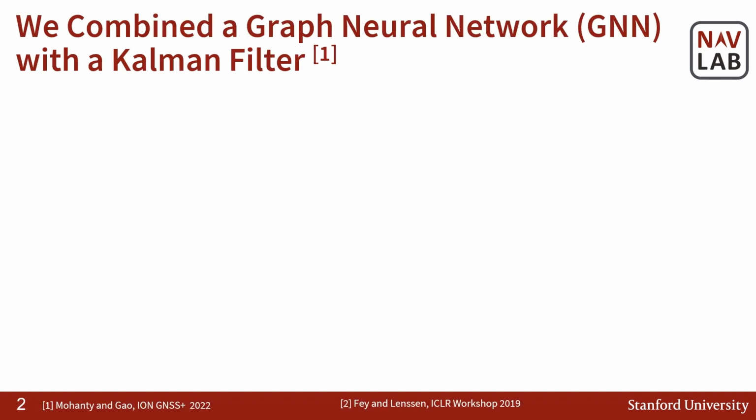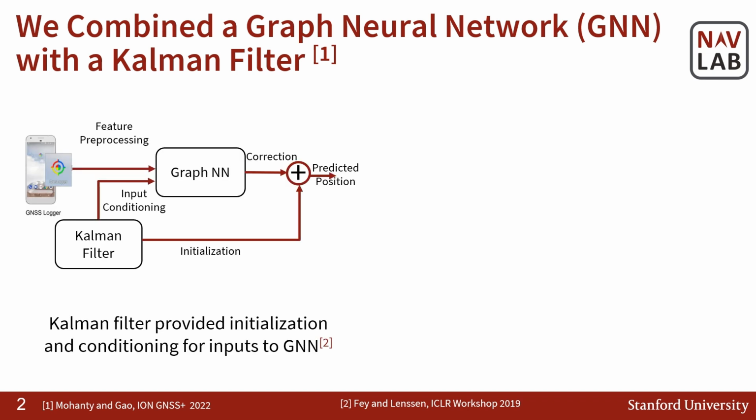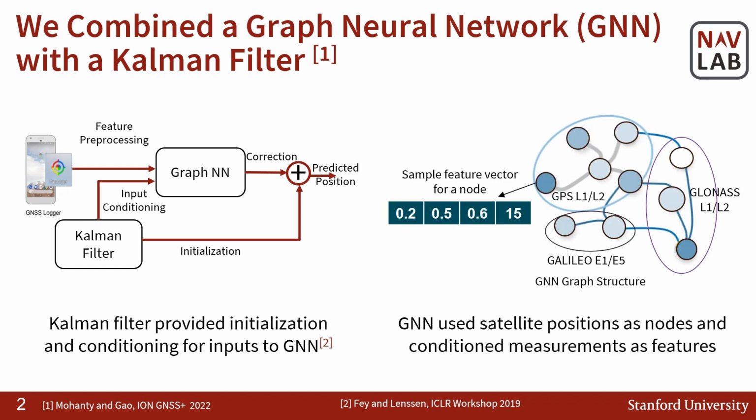In our previous work, we exploited a hybrid approach by combining a graph neural network or a GNN with a Kalman filter. This is the picture showing the framework. Initially, we had a Kalman filter which helped provide coarse positioning or coarse initialization and helped condition the inputs that were then sent to a graph neural network. The GNN then learned the positioning correction, which was used to compute the final position of the receiver. In the GNN, the structure used satellite position as nodes and conditioned measurements as features. These were conditioned by using known geometrical and measurement properties of the signal.